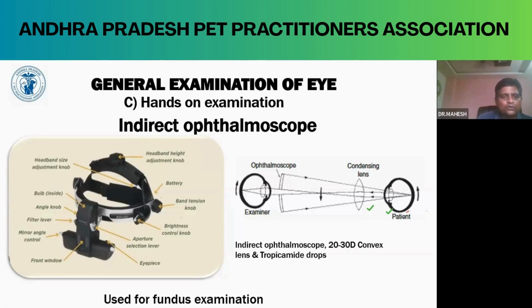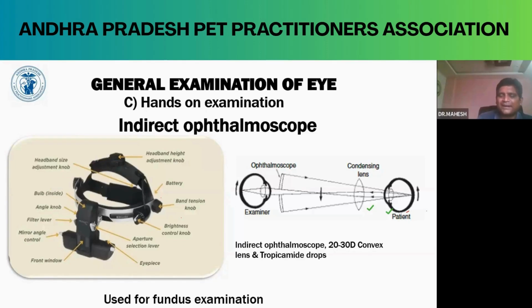This is the front window through which we can appreciate the patient. This is a mirror angle, which should be placed depending upon the eyes of the observer. And this is the aperture selection lever, that means the filters we can adjust. The other knobs are the head adjustments. After making the adjustments and keeping it on your head, a 20 diopter or 20 to 30 diopter convex lens should be placed. Only then can we observe the fundus in the eyeball.